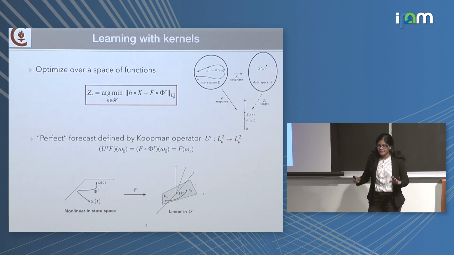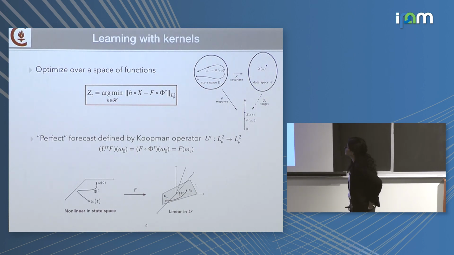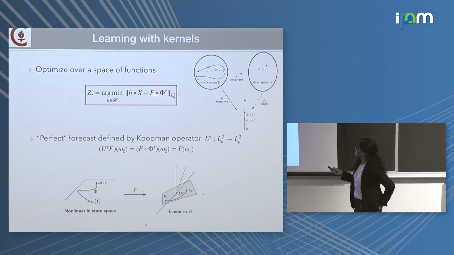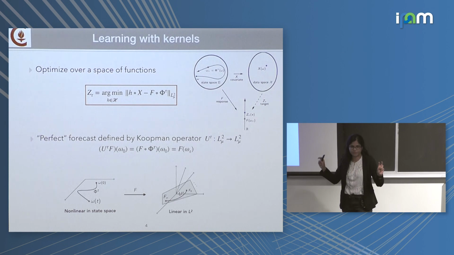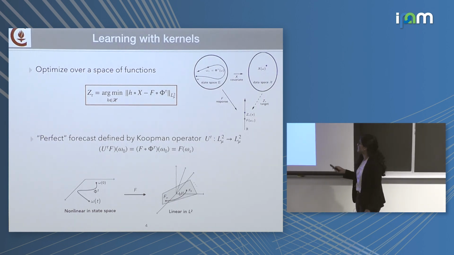So instead of optimizing to a finite set of training data, which is what we're ultimately doing in the end, we would like to optimize over a space of functions. So our true predictor is F, our response mapping composed with the flow map. This is our perfect forecast. And we would like to optimize over some as of yet unspecified space of functions that map from the observation data to your desired predictor, shifted tau time steps ahead.